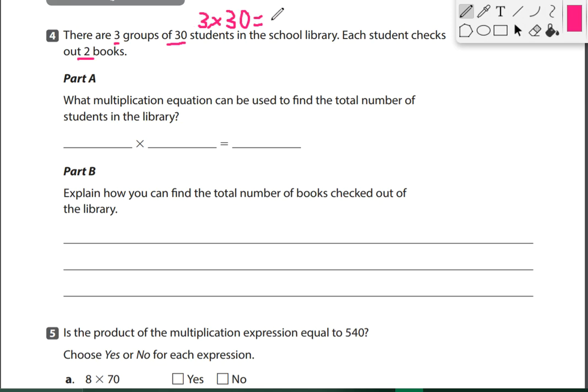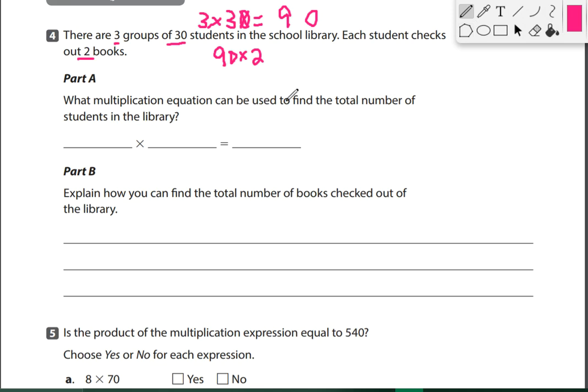So all 3 classes show up. 0 comes to live here, goes away here. 3 times 3 is 9. So we've got 90 people. Each of those 90 people get 2 books. So that means that we have 90 groups of 2.